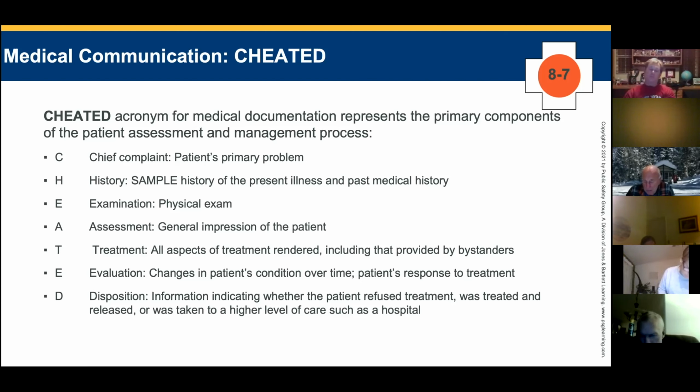We do see that. Remember, the base is at about 8,600 feet. Some people come up, they've got some issues with oxygen. And finally, disposition.